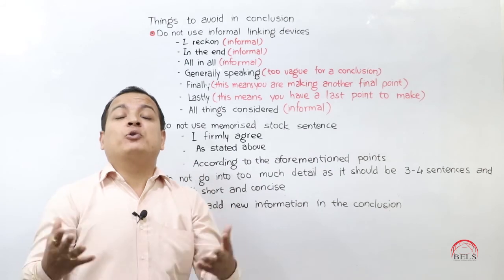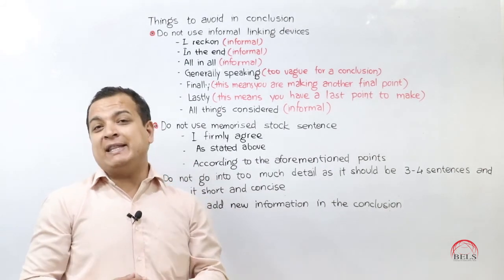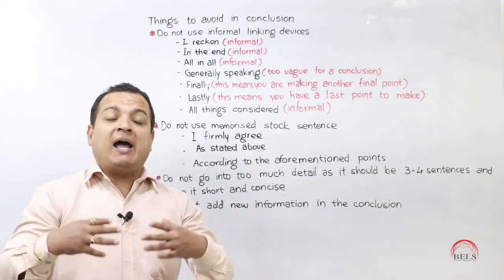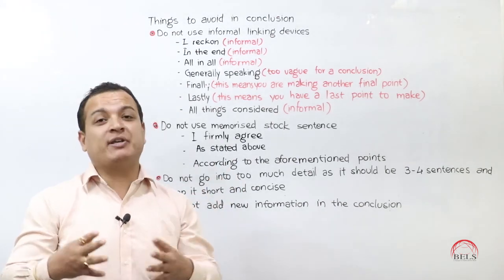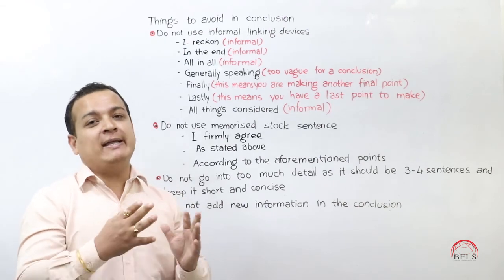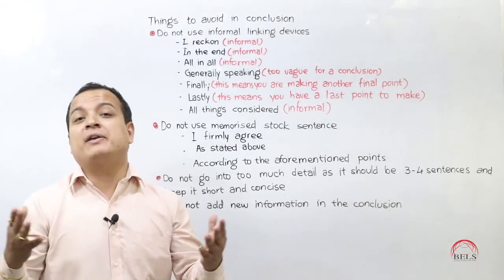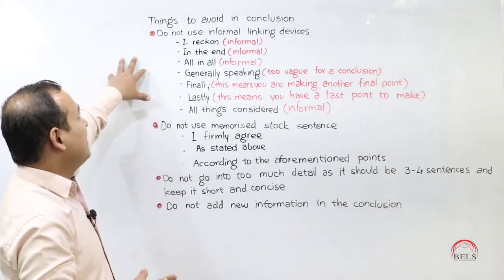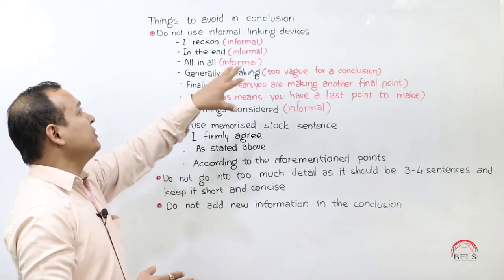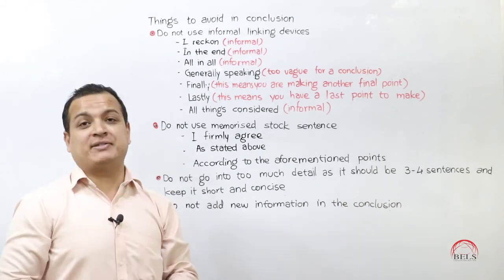Let's discuss a few things which you need to avoid in the conclusion part. I have seen many students write these words, and because of that they lose their score. So I'm going to explain here what things you should avoid in the conclusion. I have mentioned a few things. Number one, do not use informal linking devices.